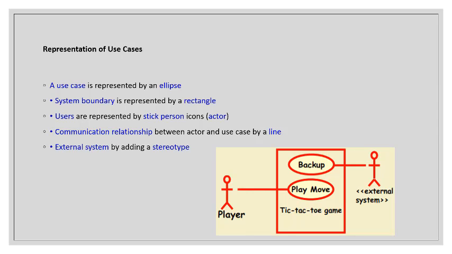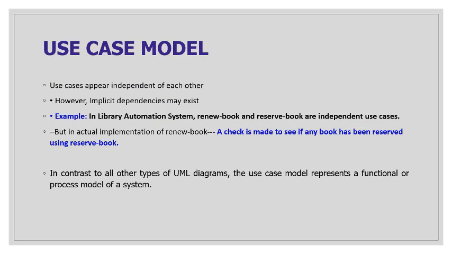Normally, each use case is independent of the others. However, implicit dependencies among use cases may exist through shared resources, objects, or functions. So in the previous example, in the actual implementation of renew book, a check is to be made to see if any book has been reserved by a previous execution of the reserve book use case.